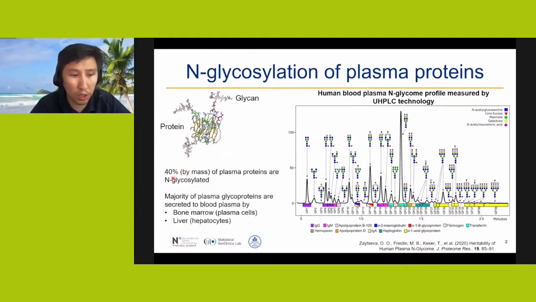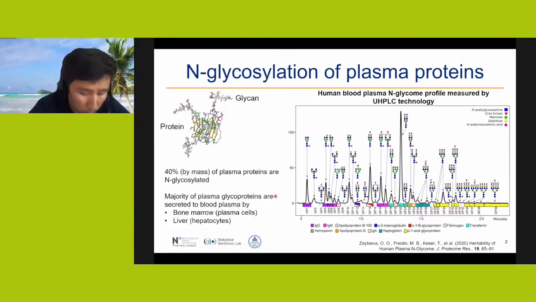So around 40% by mass of all human blood plasma proteins are N-glycosylated, and the majority of these glycoproteins are secreted to the bloodstream by two tissues. It's the bone marrow that secretes the immunoglobulins, and the liver that secretes a variety of different N-glycoproteins.